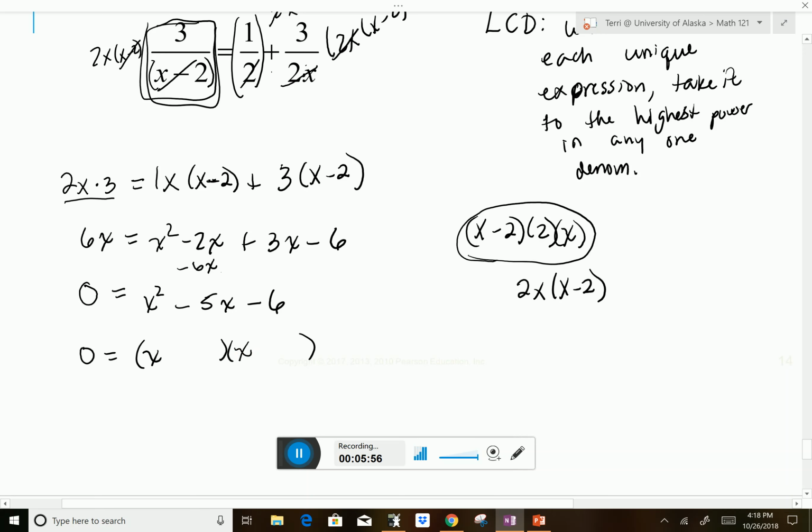Okay, 6. Let's try 6 and 1. See if that's right. Minus 6x plus 1x. x equals 6 or negative 1.